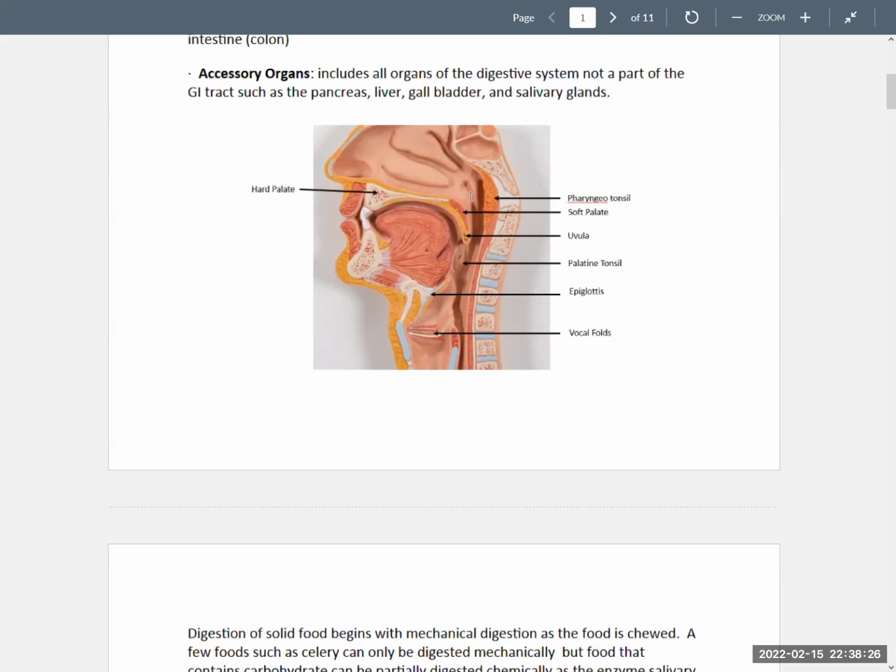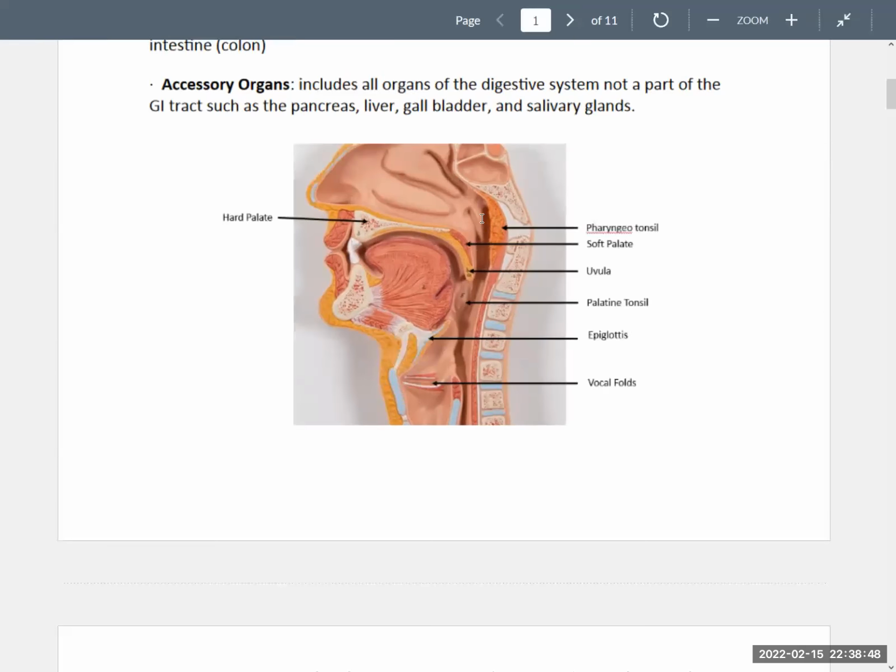Don't worry about the term just yet. It's in a future image. But located in that area, above the soft palate and at the back, is this structure here. This is the pharyngeotonsil. The pharyngeotonsil is also commonly called the adenoids.